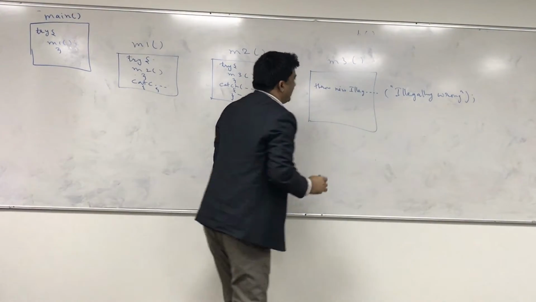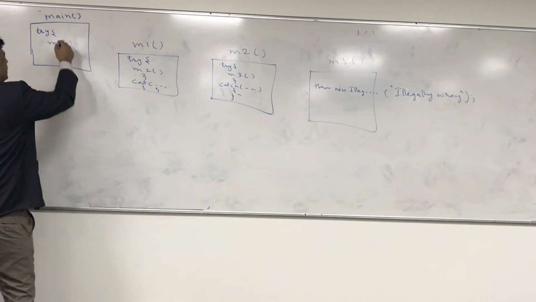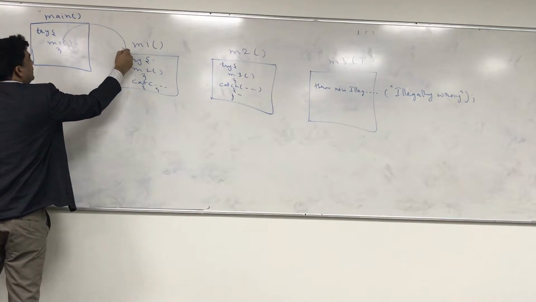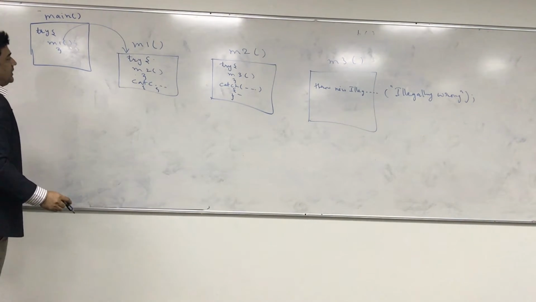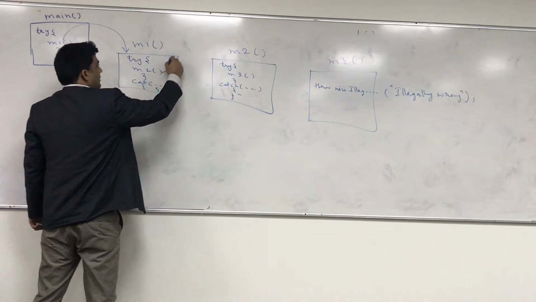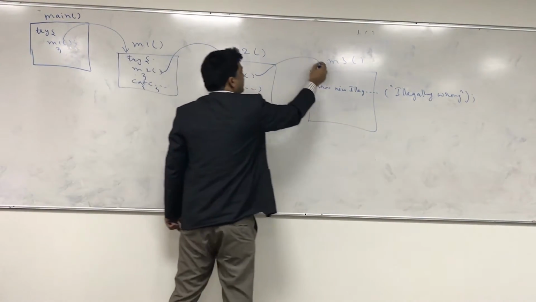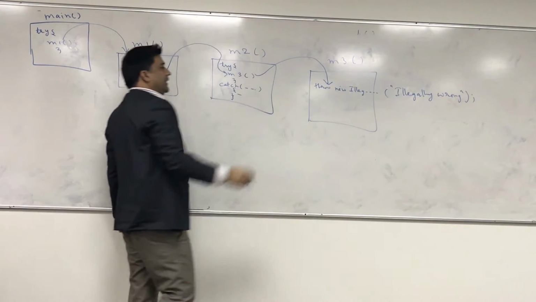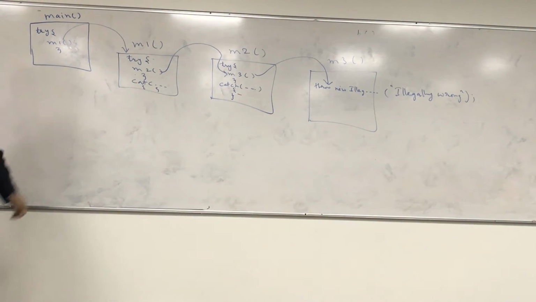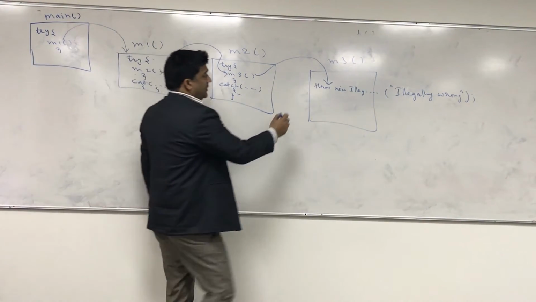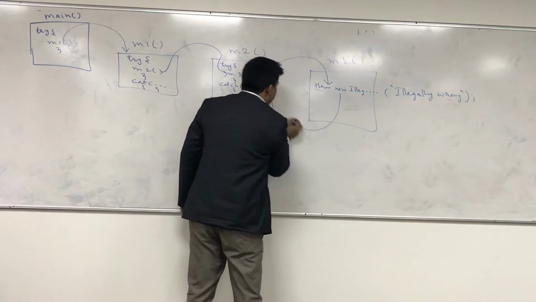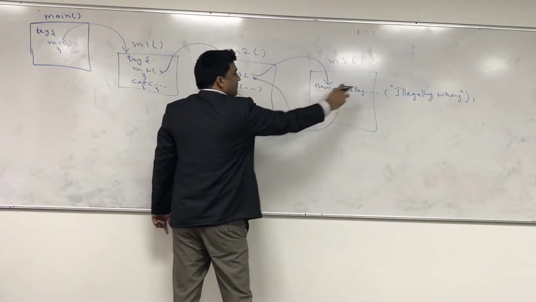Fine. So this is what you are doing. What's going on? Basically your program jumps to M1, and because of this your program jumps to M2, and then because of this your program jumps to M3 and starts executing M3. Fine. An exception occurred because of this line.